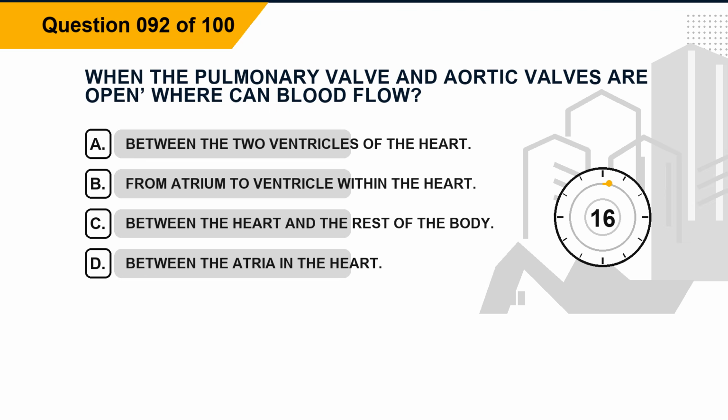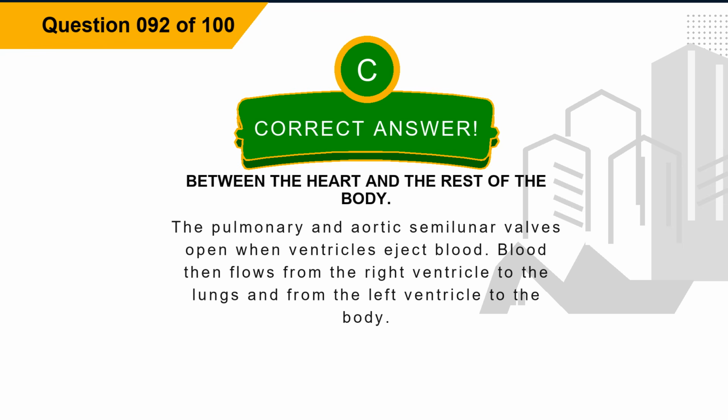Question 92. When the pulmonary valve and aortic valves are open, where can blood flow? Option A, between the two ventricles of the heart. Option B, from atrium to ventricle within the heart. Option C, between the heart and the rest of the body. Option D, between the atria and the heart. The correct answer is option C, between the heart and the rest of the body. Explanation: the pulmonary and aortic semilunar valves open when ventricles eject blood. Blood then flows from the right ventricle to the lungs and from the left ventricle to the body.